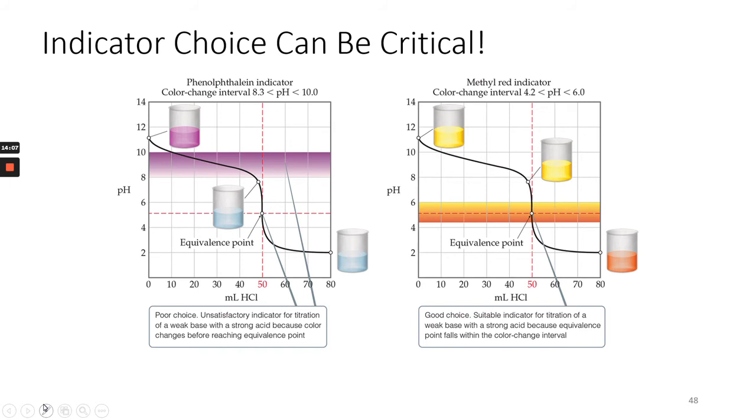Your indicator choice can be very critical. Here we have a base getting titrated with an acid. This indicator would be a poor choice because notice it changes color before you reach this steep region here. So in this case, you would want to use methyl red because it's changing color right in the steep region and right near the equivalence point.